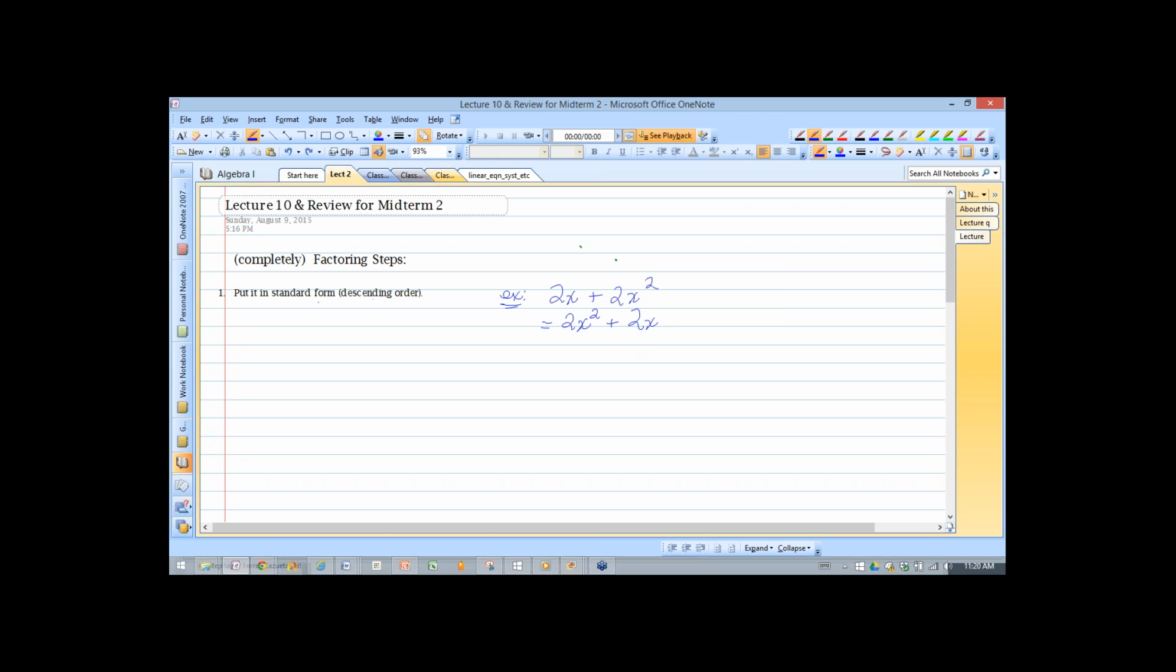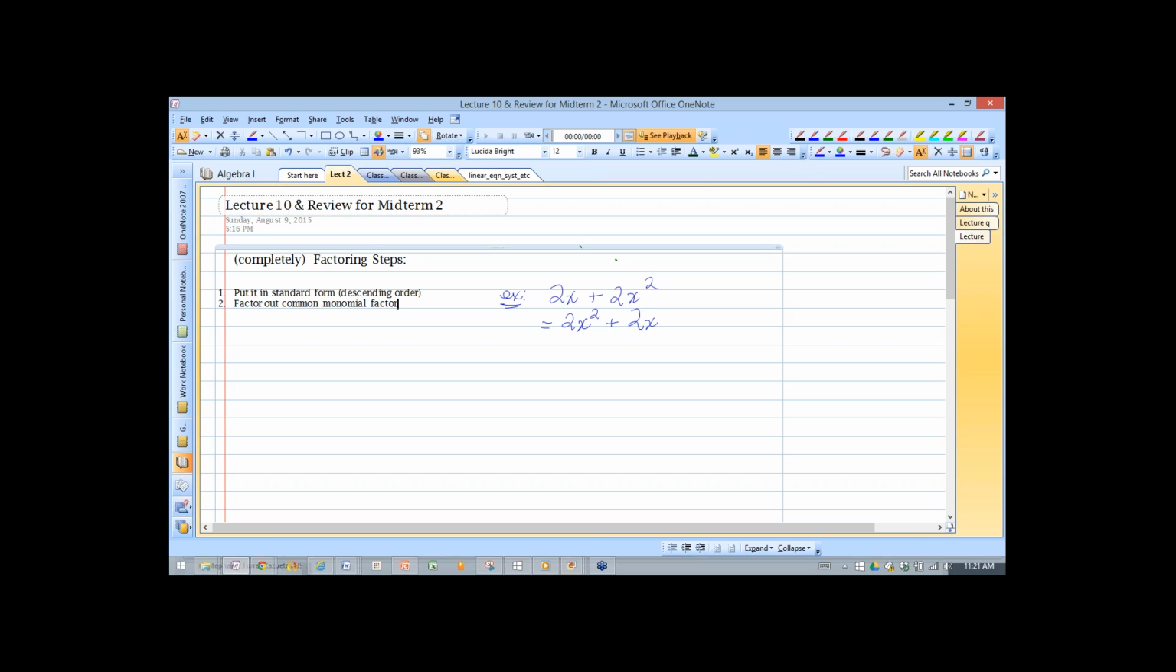And of course, the next thing you want to do, number 2, is to factor out a common monomial factor. What is a monomial? A monomial is a single term. In other words, if there is a common factor amongst the terms of the polynomial, we can filter it out into the front.